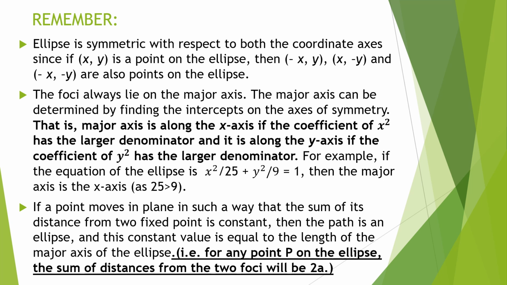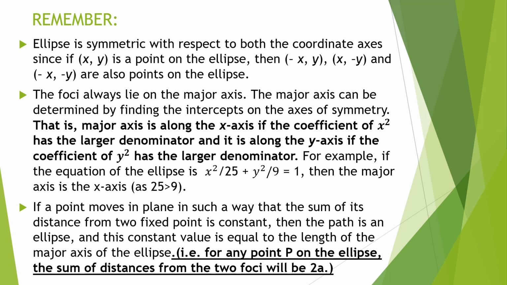That means the major axis is along the x-axis if the coefficient of x square has the larger denominator. Remember this. The major axis is along the x-axis if the coefficient of x square has the larger denominator, and it is along the y-axis if the coefficient of y square has the larger denominator. For example, if the equation of the ellipse is x square upon 25 plus y square upon 9, 25 is greater than 9, so the major axis is the x-axis.